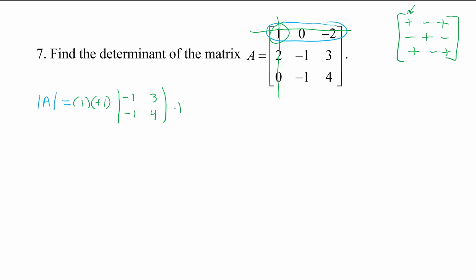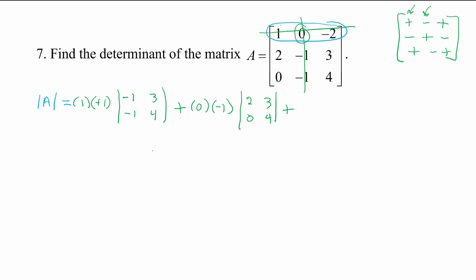And then we're going to move on to, in our second position in row 1, we have a 0. So we're going to have 0 times, notice this is in a negative position, so 0 times -1 times the determinant of the matrix we get by ignoring the row and column with that 0 in it. So we have the matrix 2, 0 in the first column, 3, 4 in the second column.